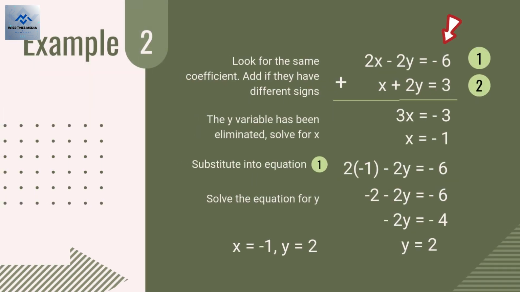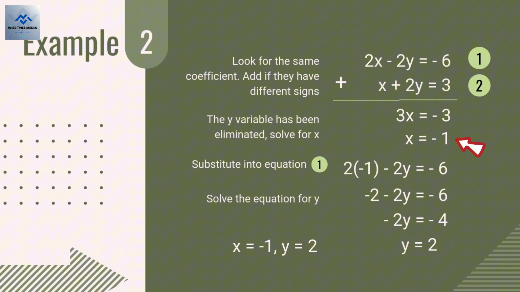Example 2. Solve the equations. First equation, 2x minus 2y equals negative 6. Second equation, x plus 2y equals 3. Y has opposite coefficients in the equations, negative 2 and positive 2. Add the equations. 2x plus x equals negative 6 plus 3. Simplify. 3x equals negative 3. Solve for x. Divide both sides by 3.